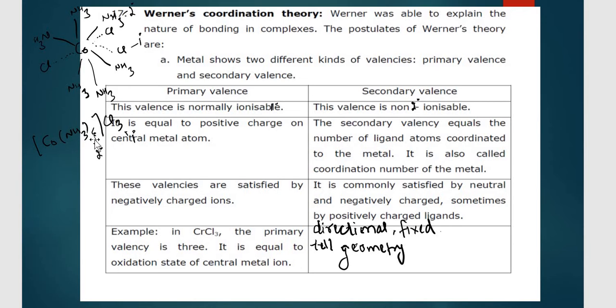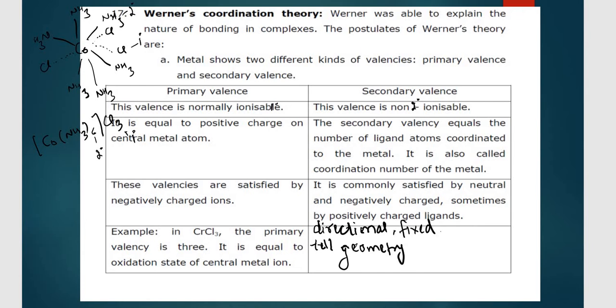While the ligands that are present inside the bracket represent the secondary valency. You can see here there are 6 ammonia present, so it means the secondary valency is 6 here. This secondary valency is directional and fixed, and based on this we get the geometry of the coordination compound. So can you see here, I have represented the primary valencies with a dotted line, and the secondary valencies with the dark lines.